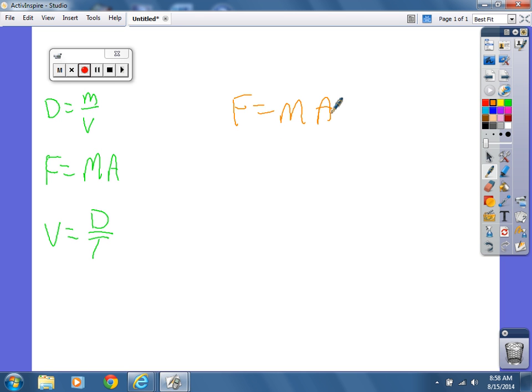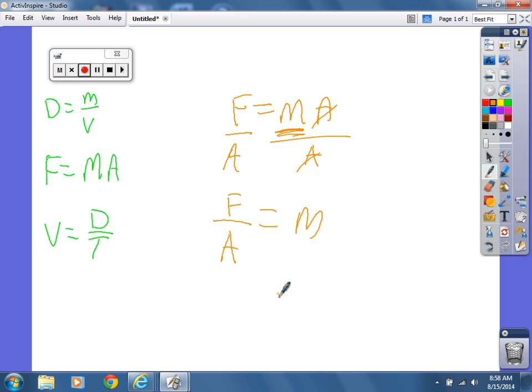All right, let's do force equals mass times acceleration. And let's say that I want to solve for the M. Well, I've got to get the M by itself. So I'm going to divide this side by A so I can cancel those. But if I divide this side of the equation by A, then I've got to divide this side by A. So now I have mass equals force over acceleration. All right? So I've solved for M.